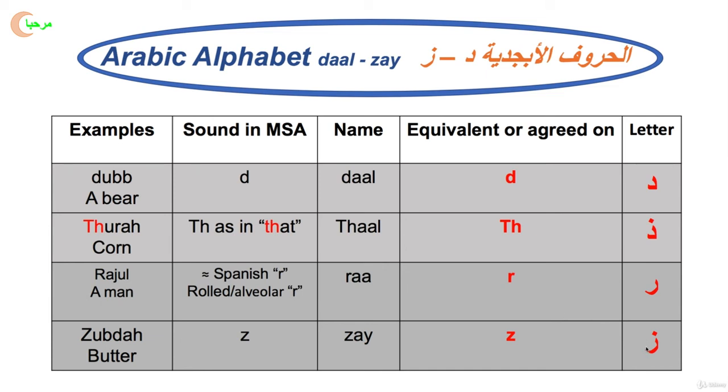The next one here is Z. The equivalent of it is a Z. The name is zaay. Some pronounce it zaay, some pronounce it zaay. And the sound is just a Z sound, just like the letter Z in English. As an example, I picked zubda, butter.